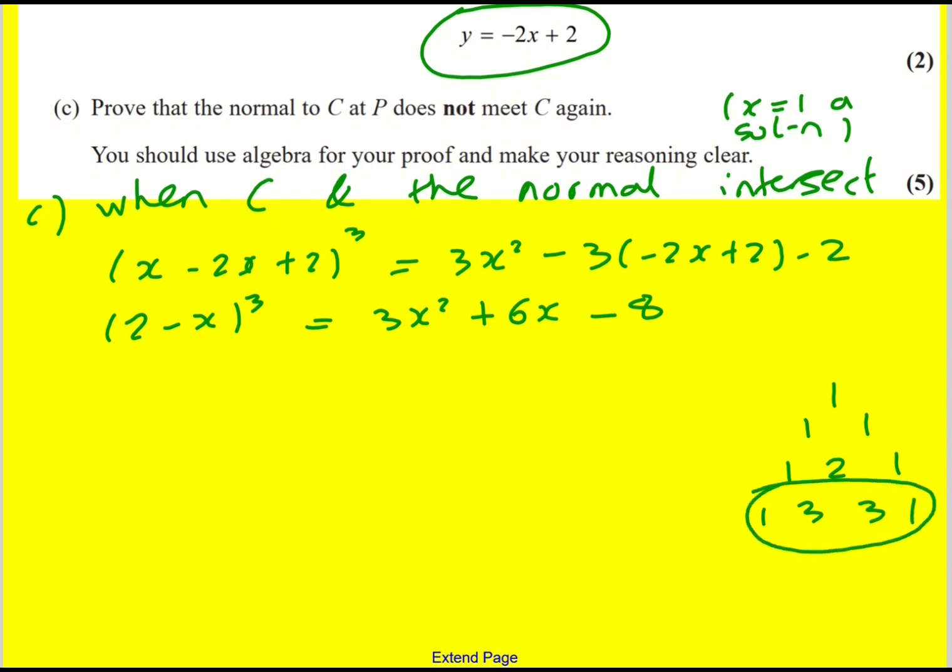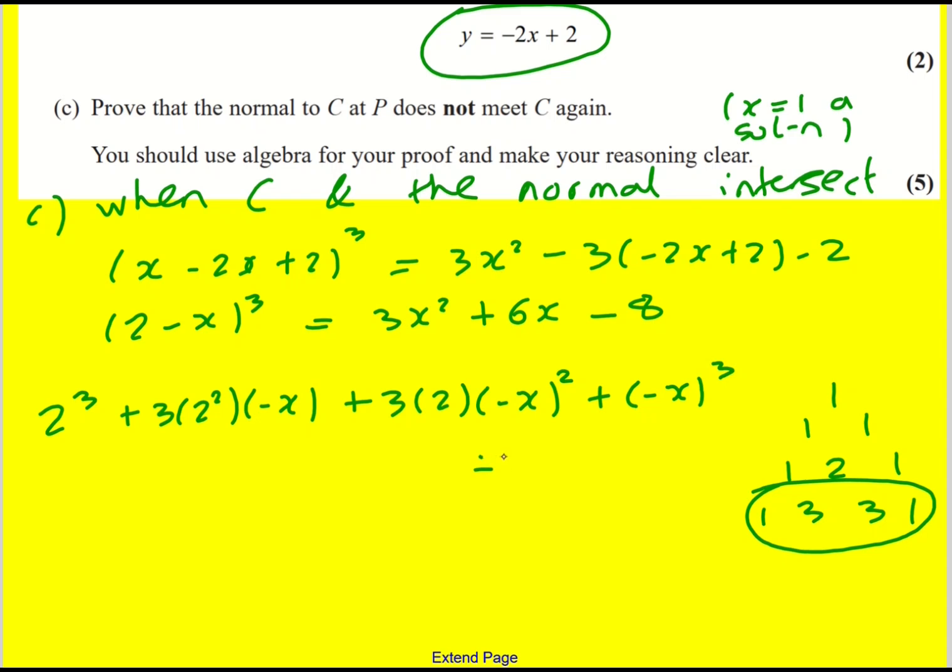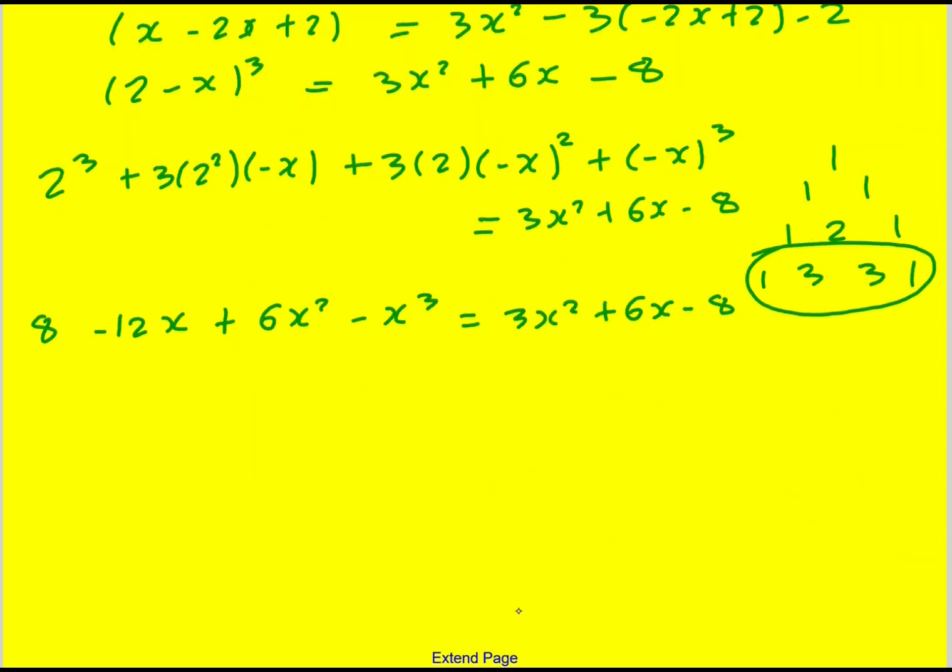These are going to be my coefficients. So I'm going to get 2 cubed plus 3 times 2 squared times minus x plus 3 times 2 times minus x squared plus minus x cubed. And that again is going to equal 3x squared plus 6x minus 8. So that gives me 8 minus 12x plus 6x squared minus x cubed, and that's going to equal 3x squared plus 6x minus 8.